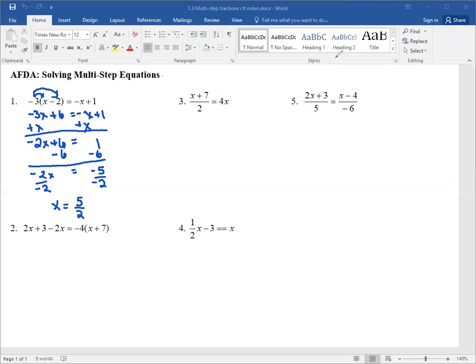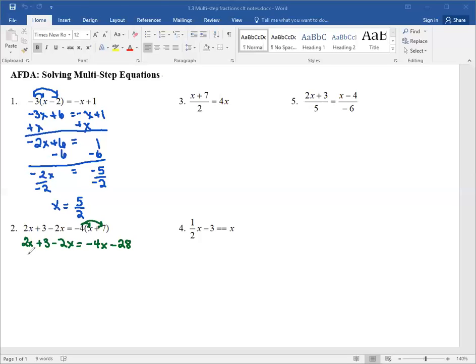All right, down here on number 2, we have a little different scenario where we see we have a distribution over on the right, but then on the left we also have combining like terms. So the first thing I'm going to do is take care of the distribution. Okay, so that means that the front part is the same. So we're going to do -4 times x, -4x, and then -4 times +7, which is a -28.